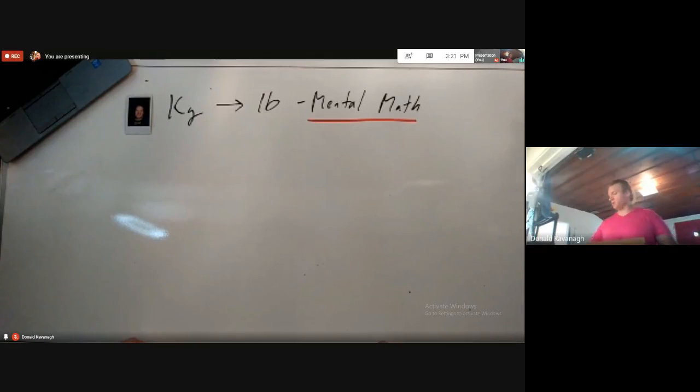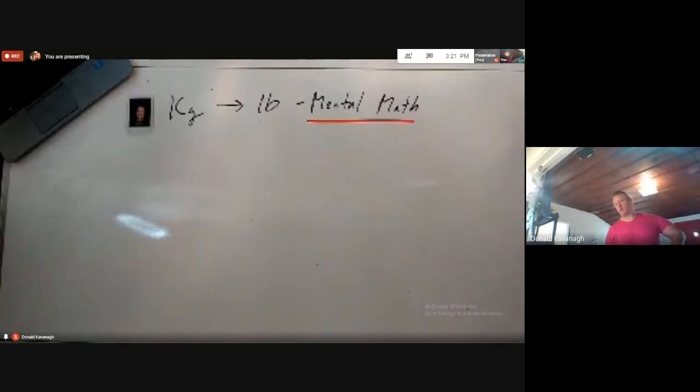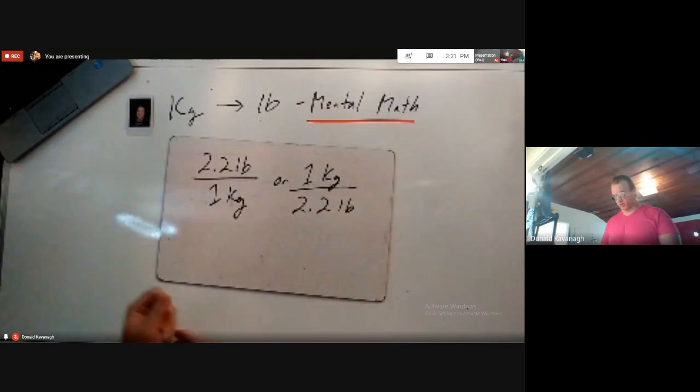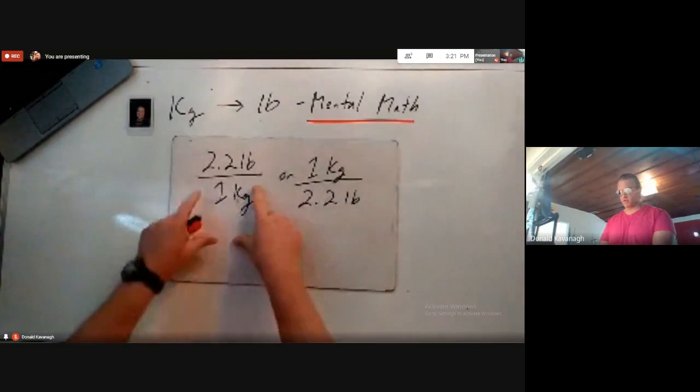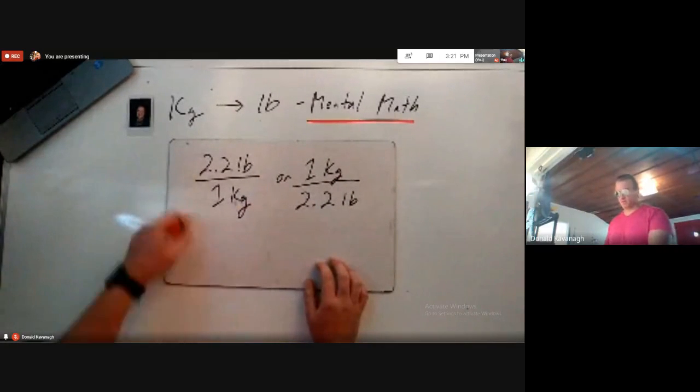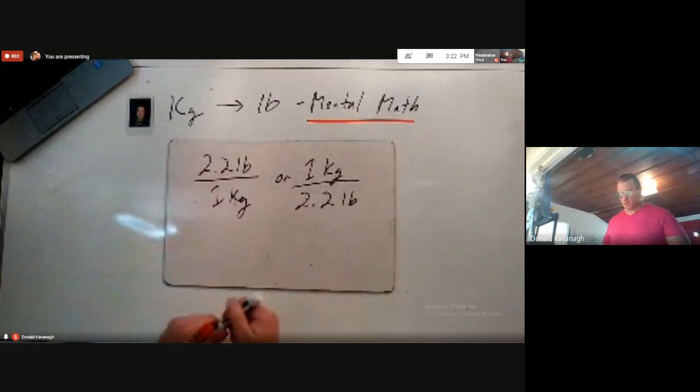Good afternoon. This is meant to describe some mental math trickery when converting from kilograms to pounds. In a very textbook way, this is the conversion. These fractions are just reciprocals of one another. This is the conversion of kilograms to pounds, a 2.2 ratio of pounds to kilograms.